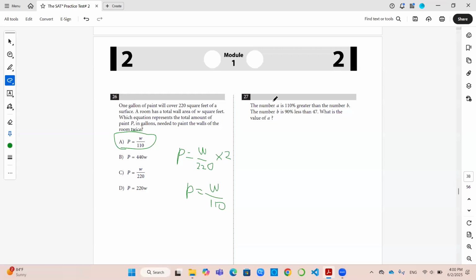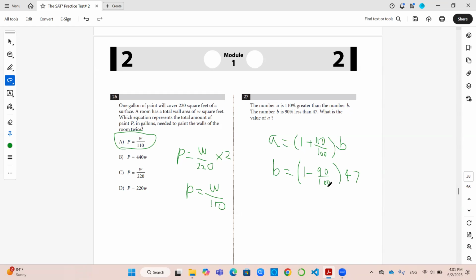Okay, the number A is 110% greater than the number B. Okay, so I'm going to go ahead and write this down here. The number B is 90% less than 47. What is the value of A? Okay, so B, since it's 90% less than, I'm going to go ahead and subtract 90 over 100 from 1, and obviously multiply this by 47. What is the value of A?